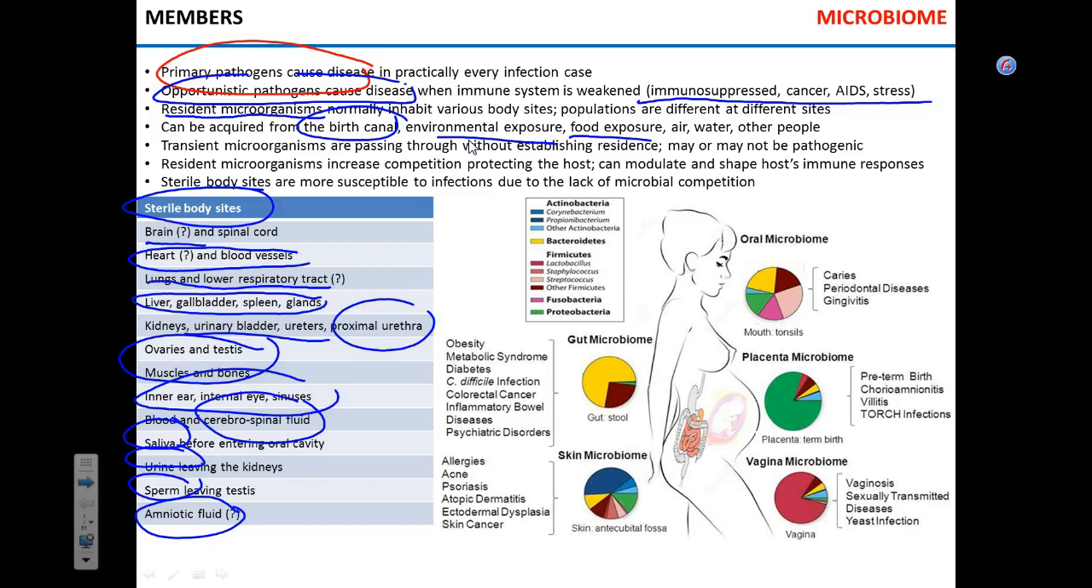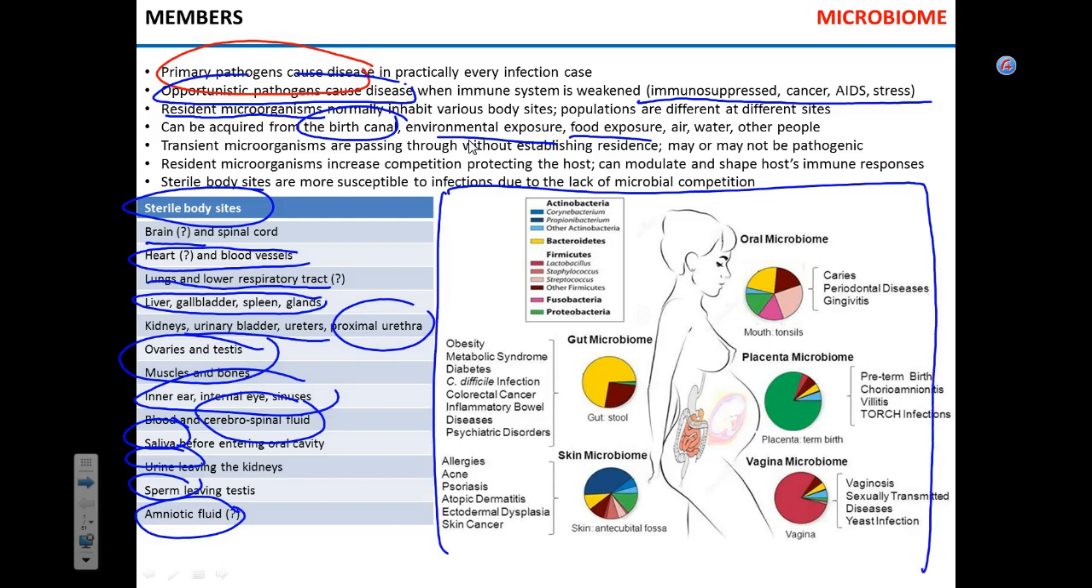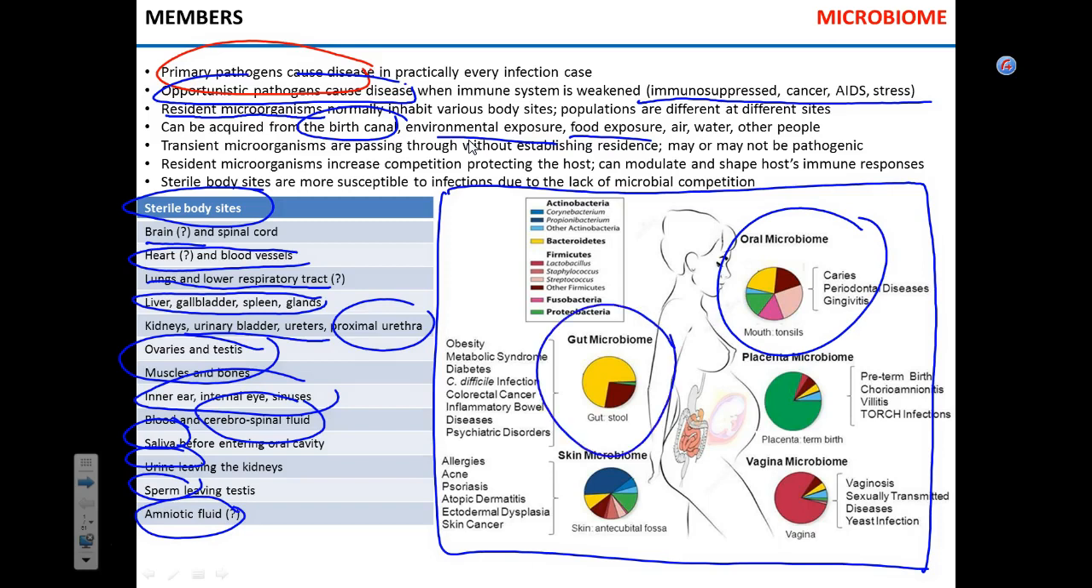Now this image shows you main sites with a resident microbiome. Mouth, gut. By gut, it means all the way from the entire alimentary tract. Skin, vagina, supposedly placenta. Okay. Now this image is incomplete. It doesn't take into account, for instance, the urethra. Okay, I misspoke.